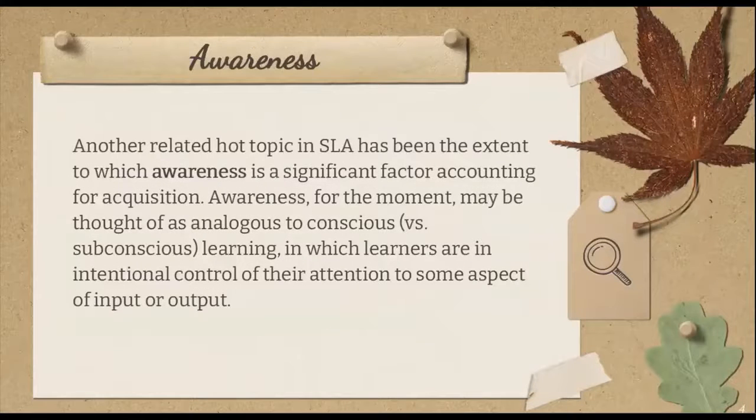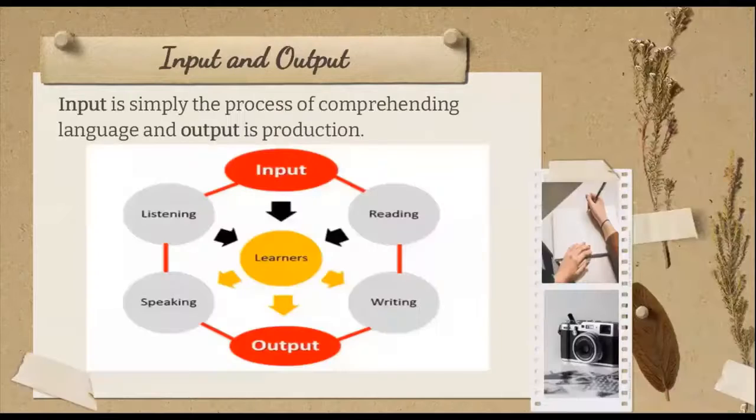Awareness. Another related hot topic in SLA has been the extent to which awareness is a significant factor accounting for acquisition. Awareness for the moment may be thought of as analogous to conscious versus subconscious learning, in which learners are in intentional control of their attention to some aspect of input or output. Awareness is the state of being conscious of something. More specifically, it is the ability to directly know and perceive, to feel, or to be cognizant of events.